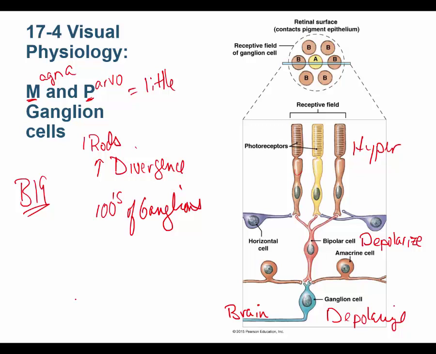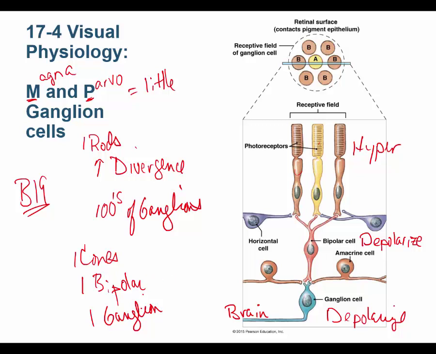Whereas with cones, one cone typically goes to one bipolar, which typically goes to one ganglion. There is no divergence or very little divergence. There actually is some divergence with cones. I'm just making the extreme case where there's no divergence. That means one cone causes one ganglion cell to fire.